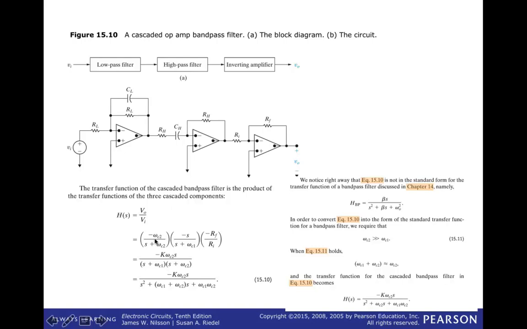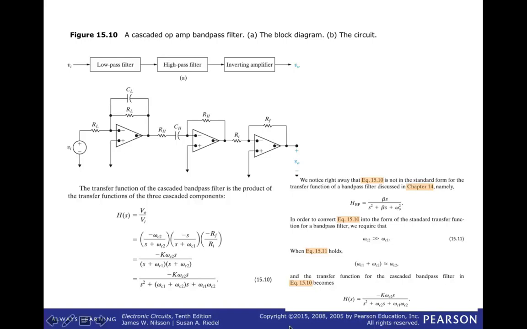The low-pass filter stage is used to set the upper cutoff on the bandpass filter. The high-pass filter stage is used to set the lower cutoff on the bandpass filter. And then the inverting amplifier stage is used to set the gain. The advantage of using the cascaded active filter for a bandpass filter is that you can independently adjust the upper cutoff, the lower cutoff, and the gain, as opposed to the passive filter where those three quantities are interrelated.